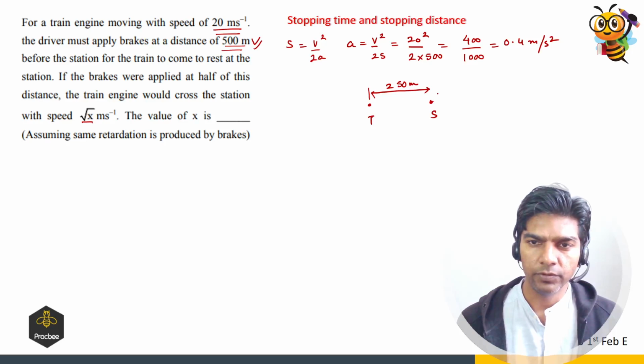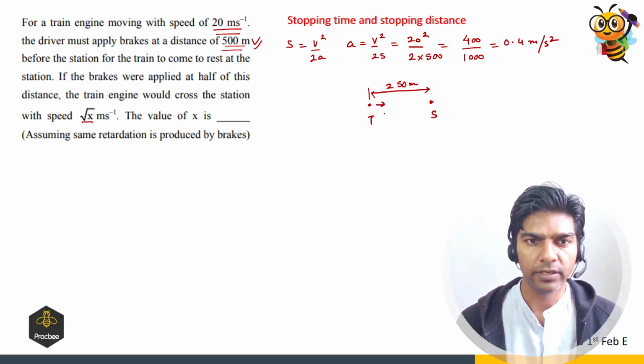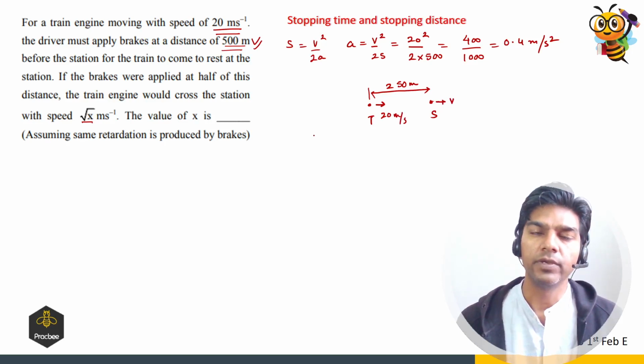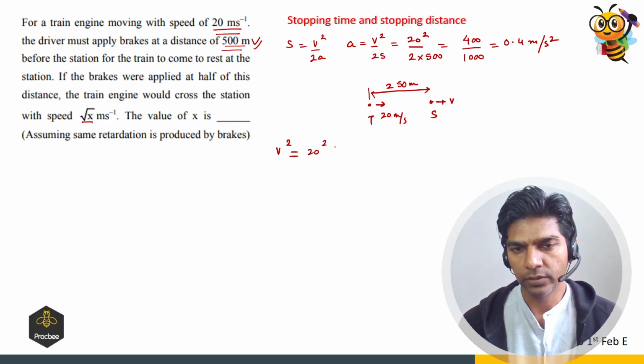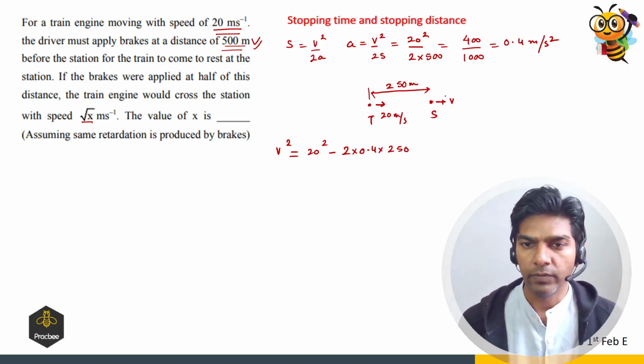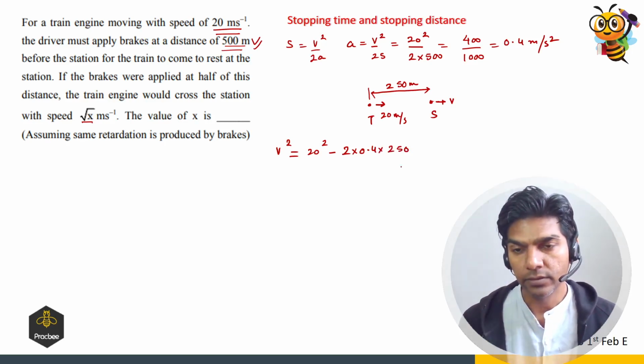So we have to find the velocity, right? Here the velocity of the train is 20 meters per second. Let us say here the velocity becomes v. Now we can apply the third equation of motion. So v square is equal to 20 square minus 2as, with s being 250. And we can find the velocity of the train at the station.